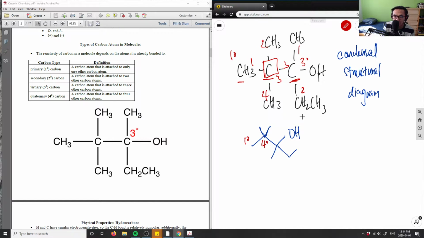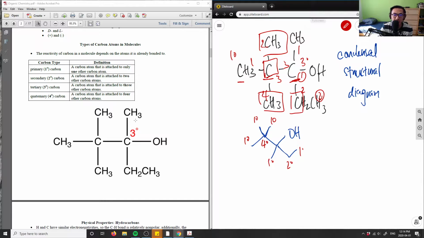And then all of these ones, this one and this one here, these two are simply primaries. And then this one here is a primary, and this specific one here is bonded to 1 and 2, right? So this one is a secondary, and this one here is a primary.